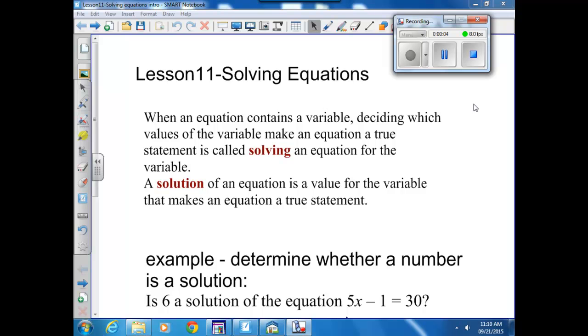Okay, welcome back. Lesson 11, Solving Equations. So this will be a really light intro to solving equations, and we'll do more complicated equations in the future.